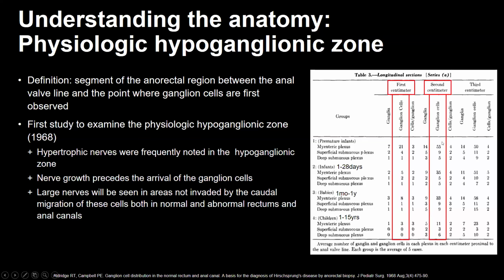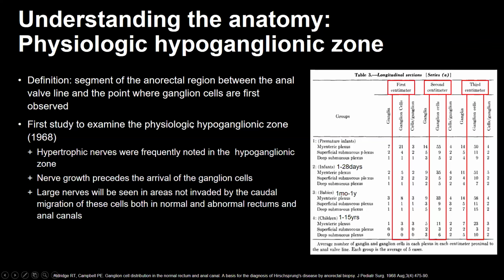If you move to the second centimeter, you will see that the myenteric plexus once again has the most number of ganglion cells, but also you'll start seeing more numbers in terms of presence in the submucous plexus. So finally, when you get to the 3rd centimeter, it definitely has a vast improvement, and you start seeing much more submucosal as well as myenteric plexus ganglion cells. So that's one piece of information. So we think about that when the biopsy is performed.